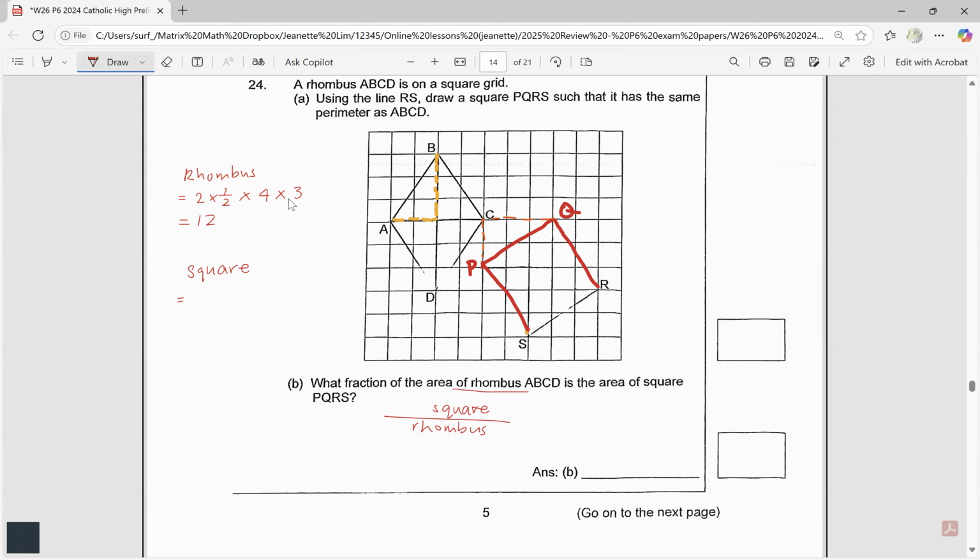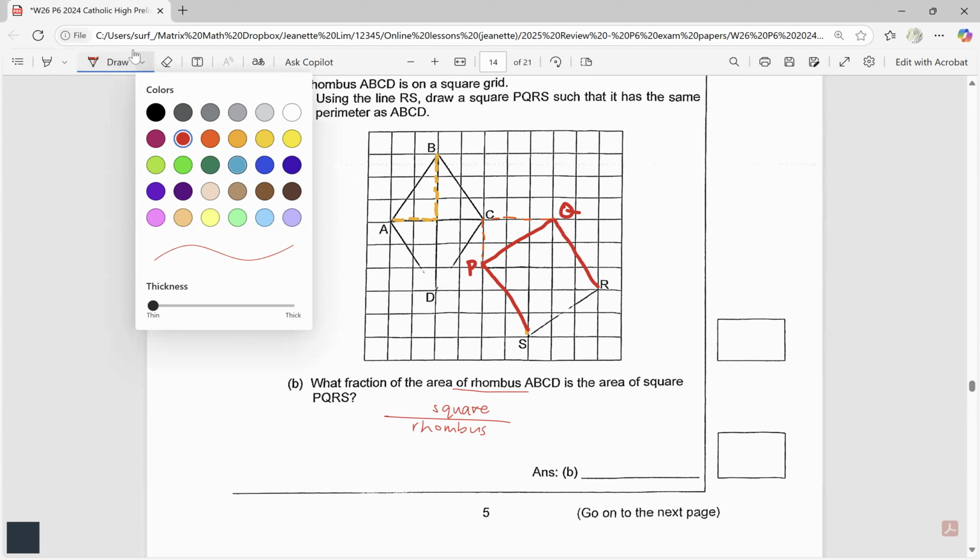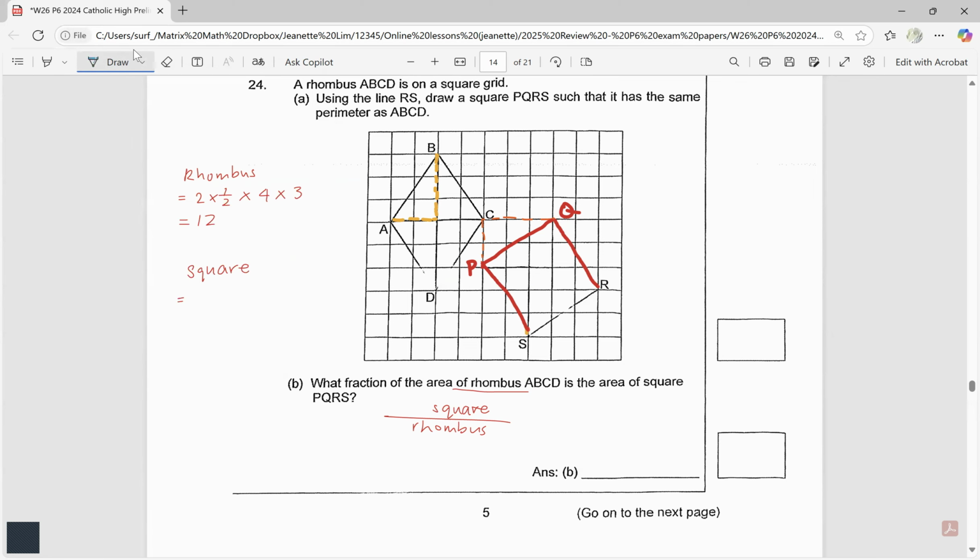Usually for a square, you take the side times the side, right? But over here, you are not able to find the length of this side, okay? Because it doesn't cut across the square along the sides. So we can't find this. But what you can do is split the square into smaller triangles. Okay, let me show you how, so that it's easier to find the area of the triangles.